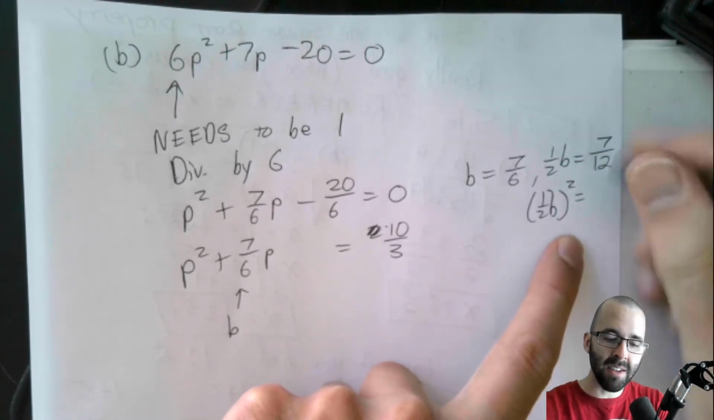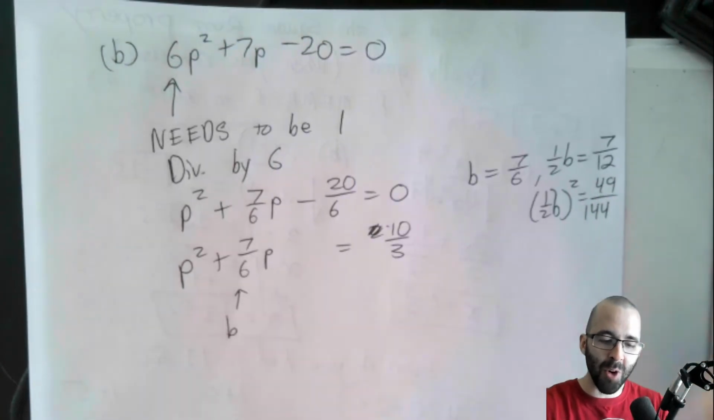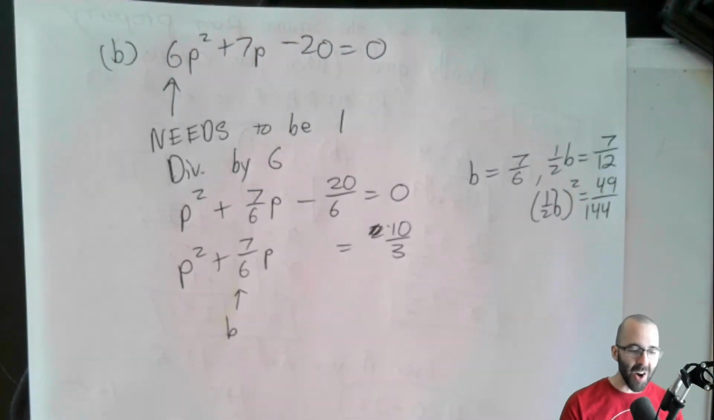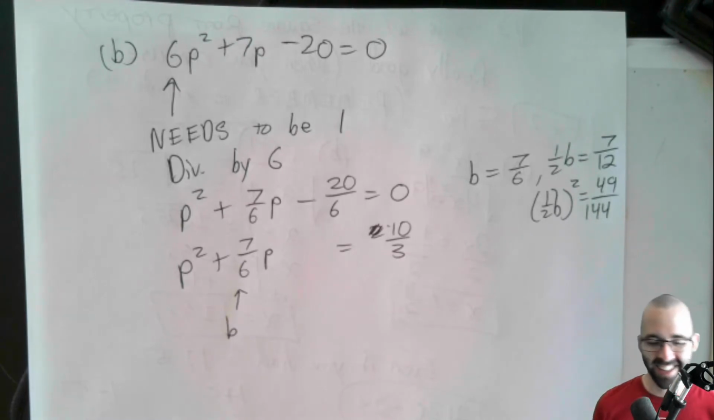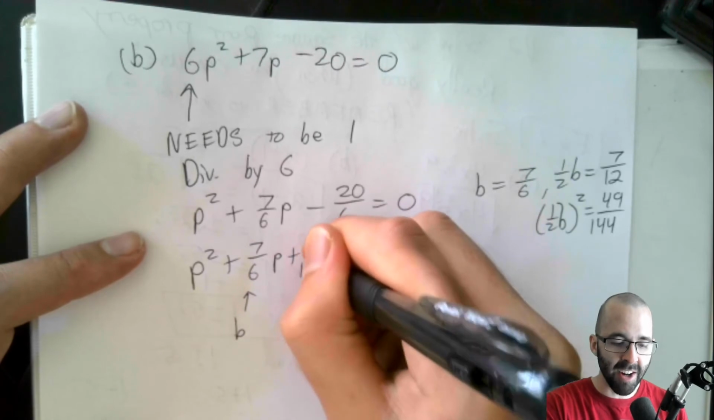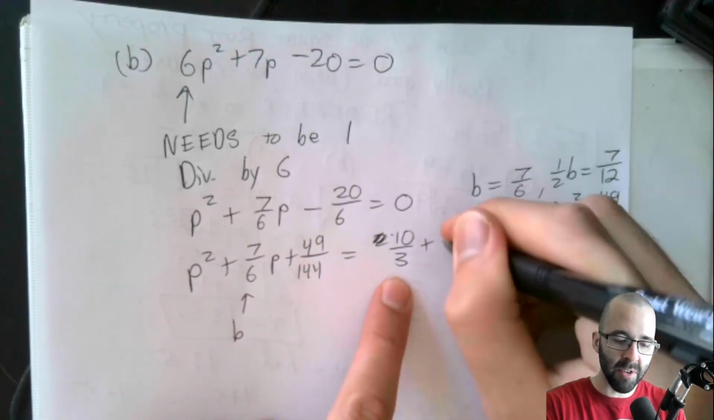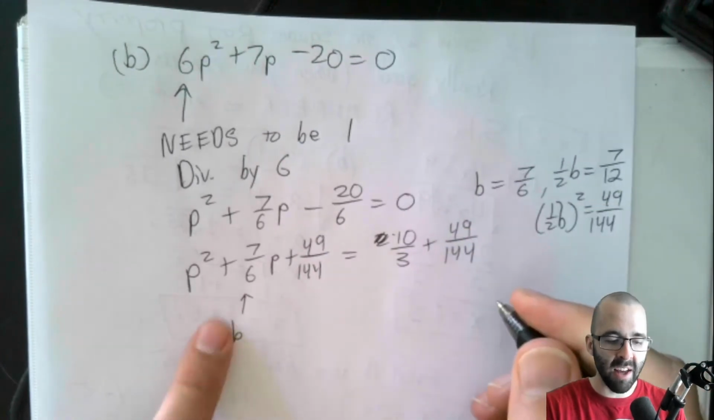Squaring that is squaring the top, which becomes 49, and squaring the bottom, which becomes 144. And whoa, this is a treat. Okay, and that's what we add to both sides. 49 over 144 equals 10/3 plus 49 over 144. Whatever we add to the left, we have to add to the right.